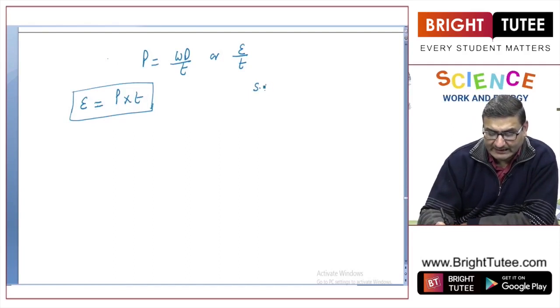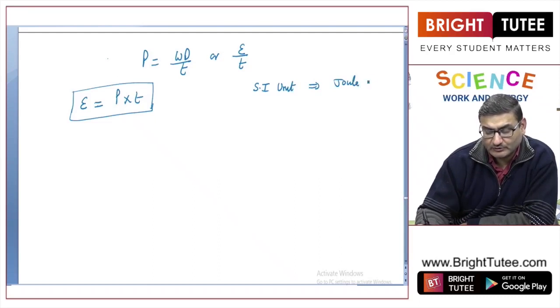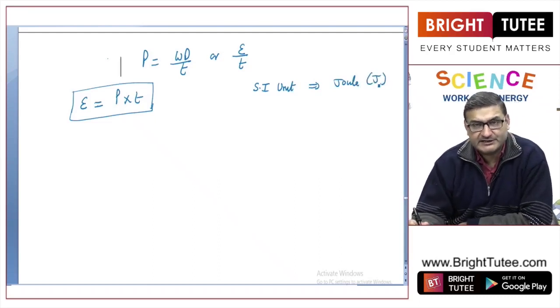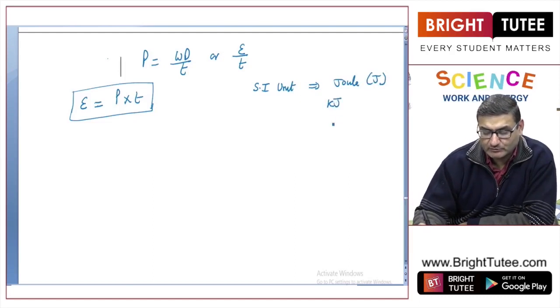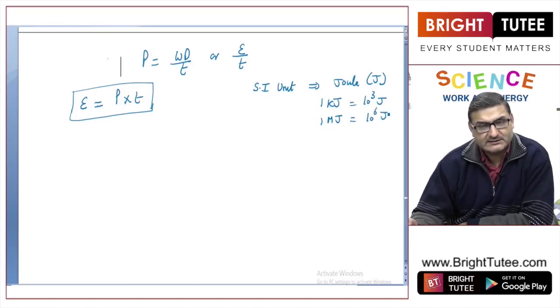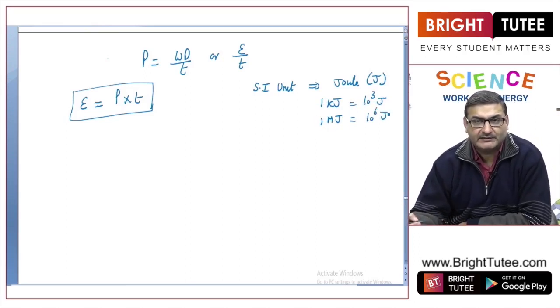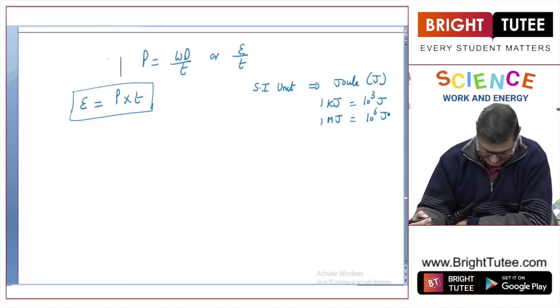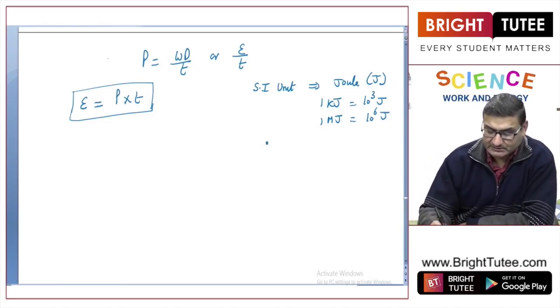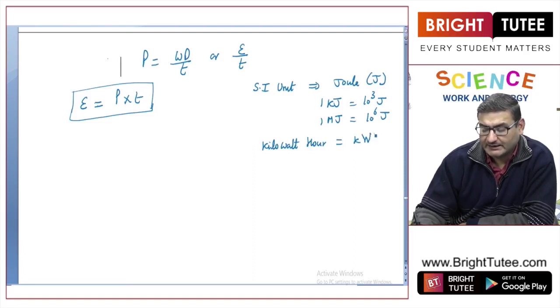Now we know that the SI unit of energy is joule, represented by capital J. Its bigger unit is kilojoule, yet another bigger unit is megajoule. In 1 kilojoule, we know that there are 10 to the power 3 joule. In 1 megajoule, we know that there are 10 to the power 6 joule. Now there is another bigger unit of energy, and we know it by the name of kilowatt hour, represented by kWh.